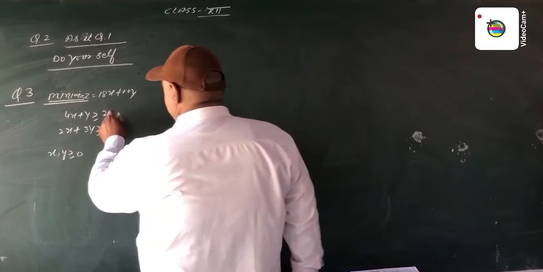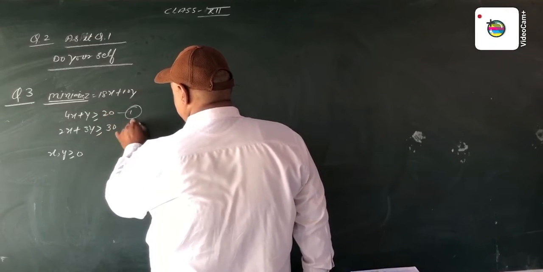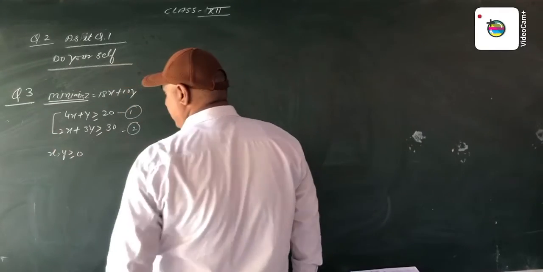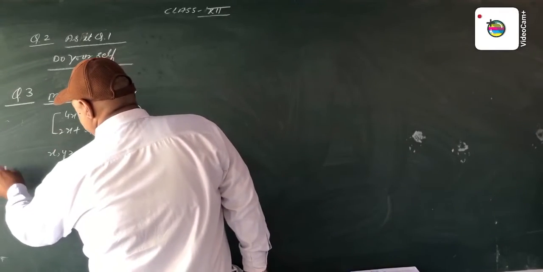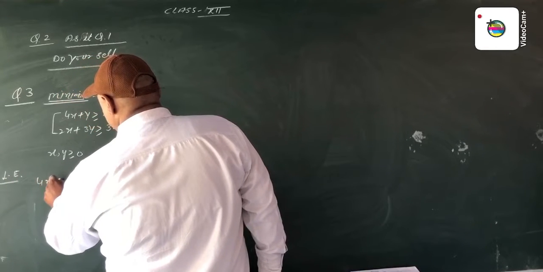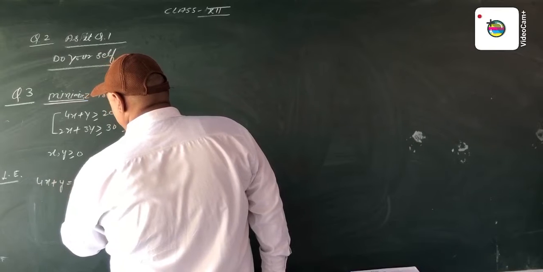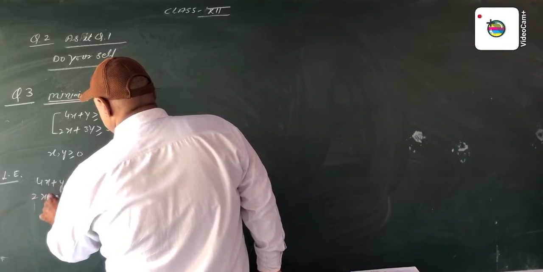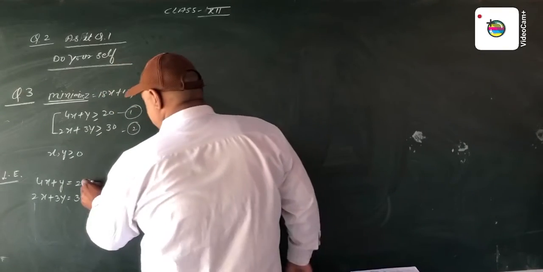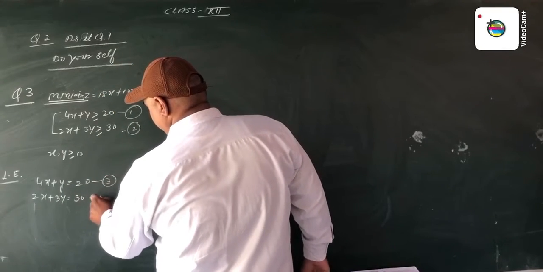Now, this is inequation first, this is second. We write these inequations as linear equations. 4x plus y is equal to 20, and 2x plus 3y is equal to 30. This is equation third and fourth.